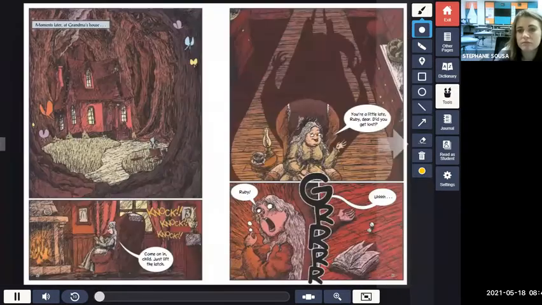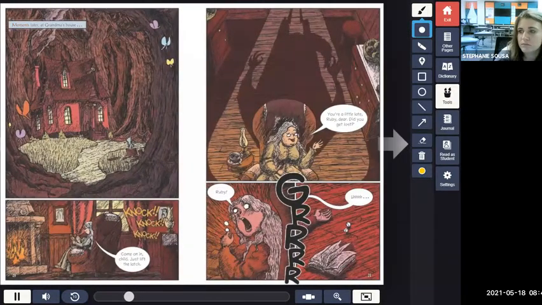Moments later, at Grandma's house, come on in, child. Just lift the latch. You're a little late, Ruby dear. Did you get lost? Ruby! Oh!